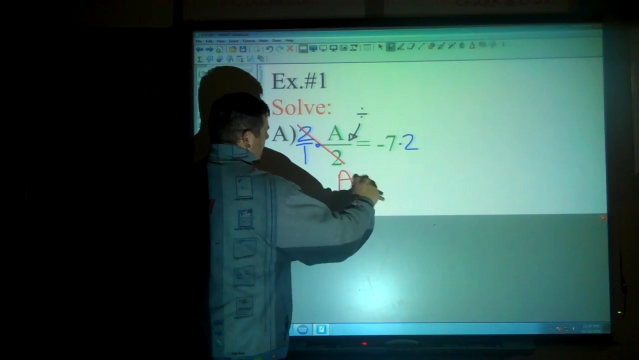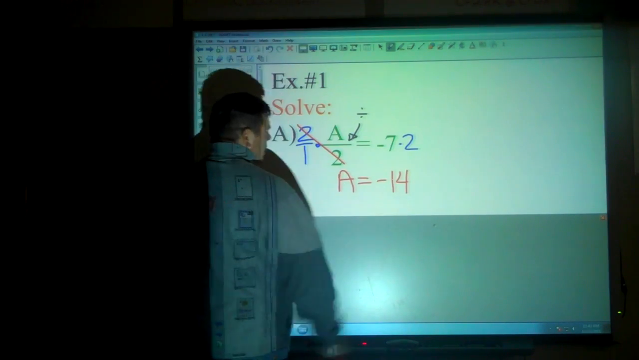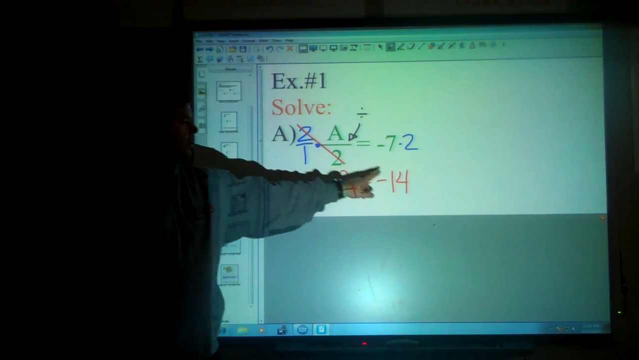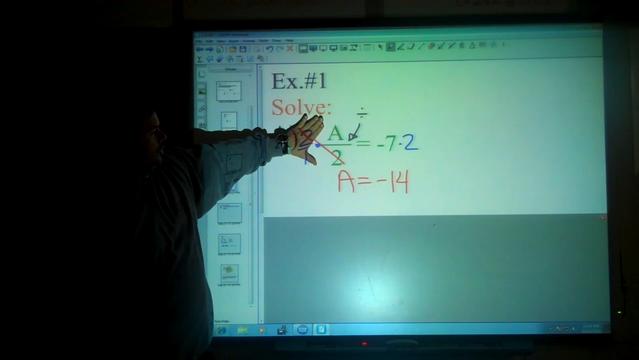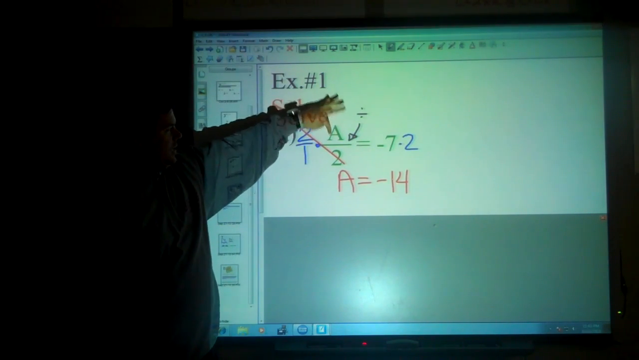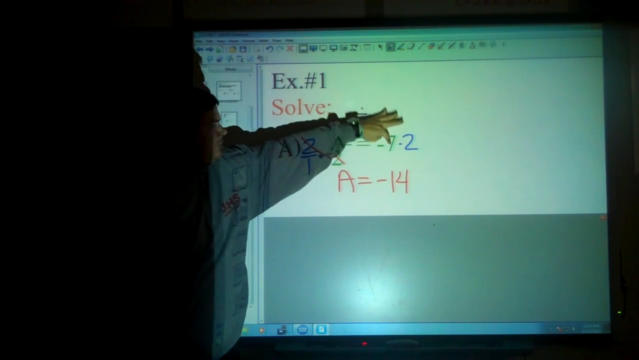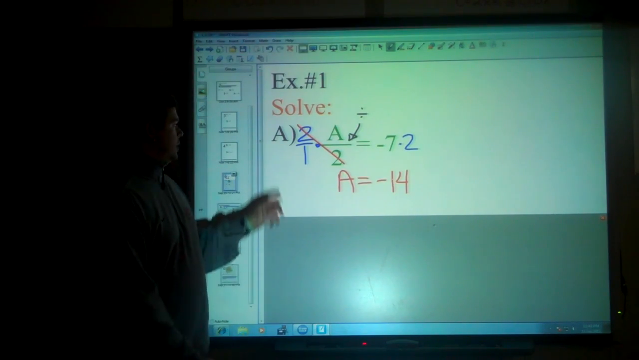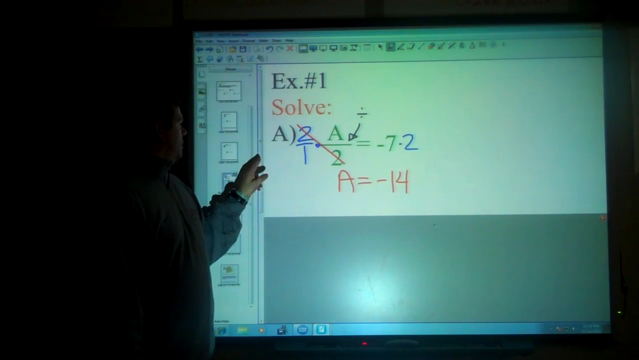They cancel. A now equals negative 14. Again, you can check this mentally by plugging that negative 14 back into the original situation. Negative 14 divided by 2 is in fact negative 7, so we know we have the right answer. Inverse of division is multiplication.